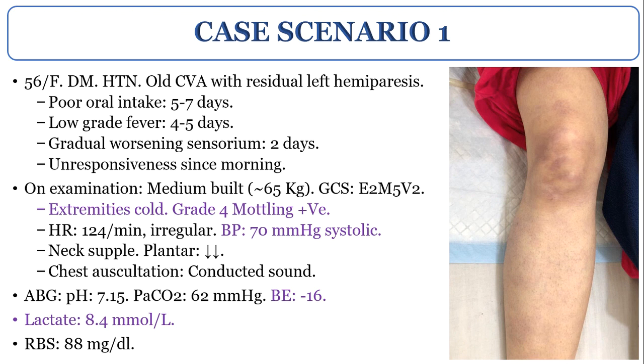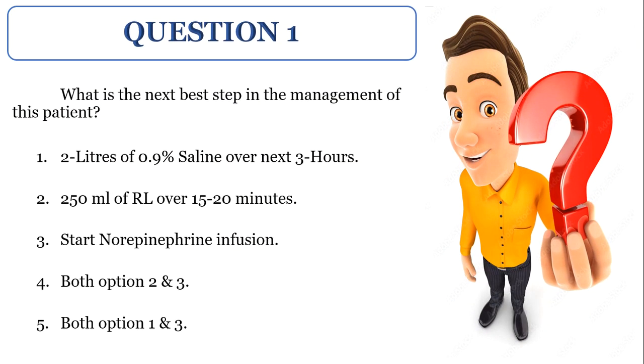Looks like a septic shock, isn't it? It looks like shock, not because the blood pressure is low, but because the extremities are cold, there is a grade 4 mottling, there is a high lactate, and there is a base excess of -16, not because of blood pressure. So my question to you all is, what is the next best step in the management of this patient?